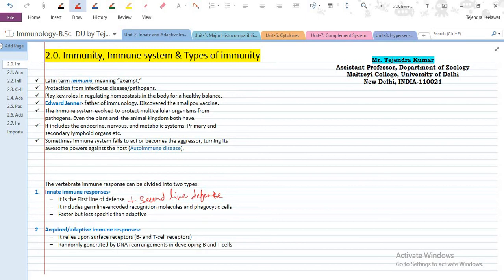On the basis of outside immunity, our B cell and T cell lymphocytes gain some specific type of immunity, and it relies upon the surface receptors of the B cells and T cells. On the basis of the reactions of those receptors, we are able to fight. So that is the adaptive or acquired immune response. It is randomly generated by DNA rearrangement in the developing B and T cells, which is a very peculiar feature of B and T lymphocytes, which we will discuss in later videos.